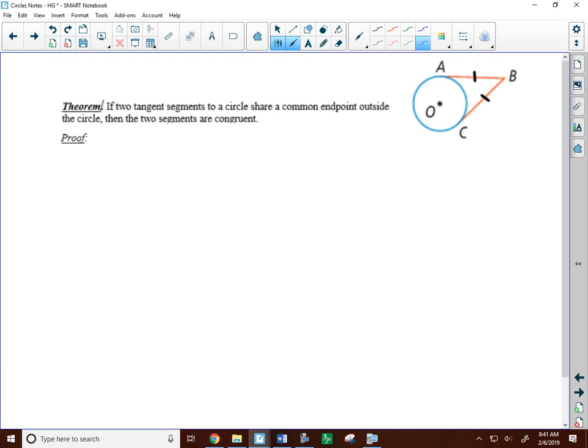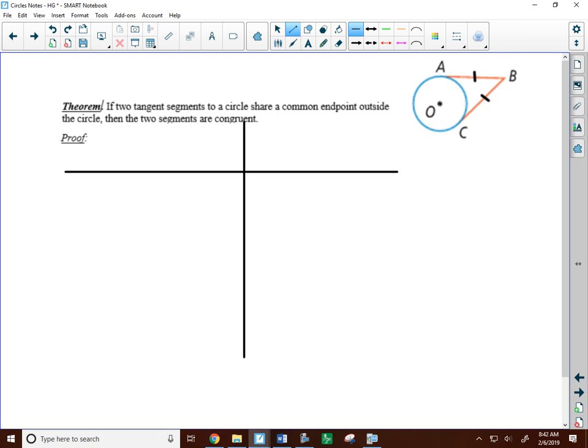So, yeah, let's prove this one. This is a good one to prove. I'm going to do a two-column proof. So this is good, cycling in things we've done from the past.